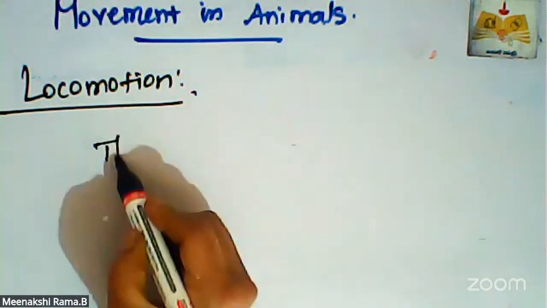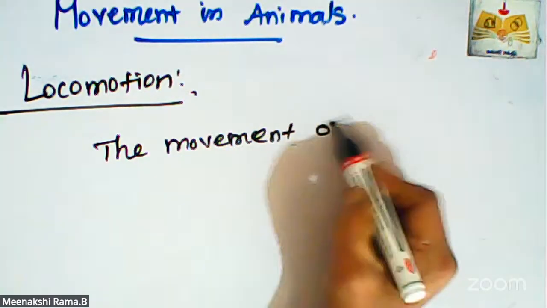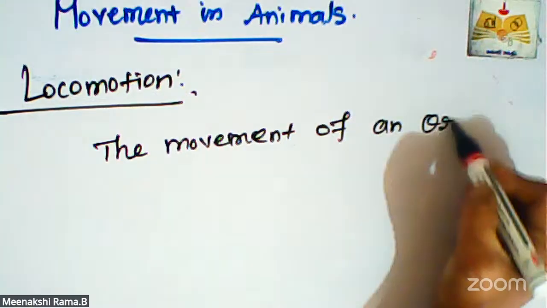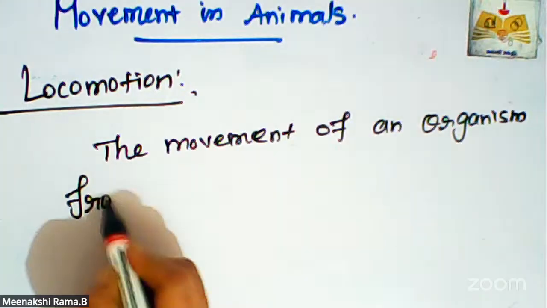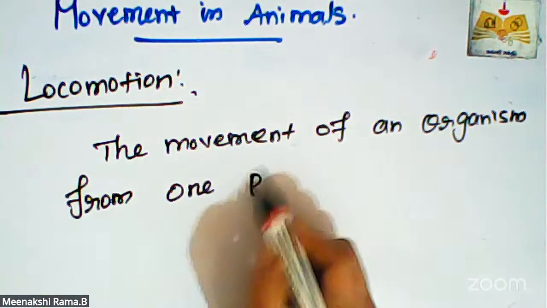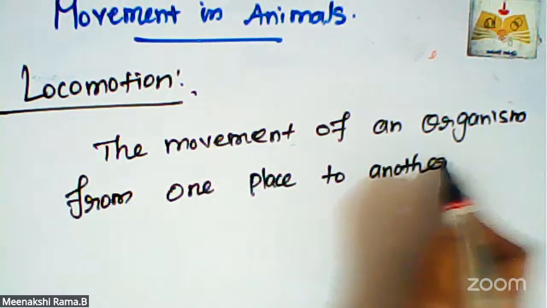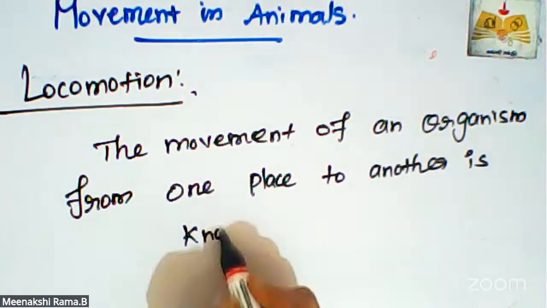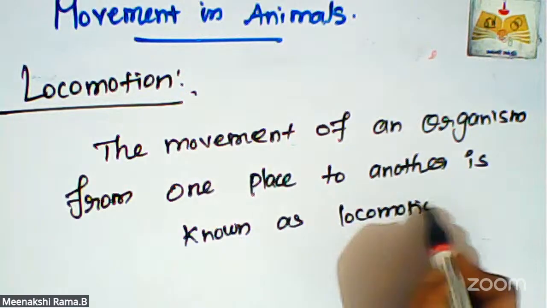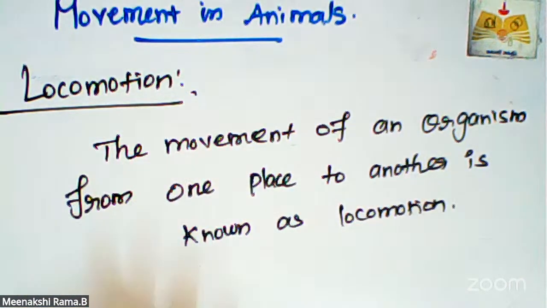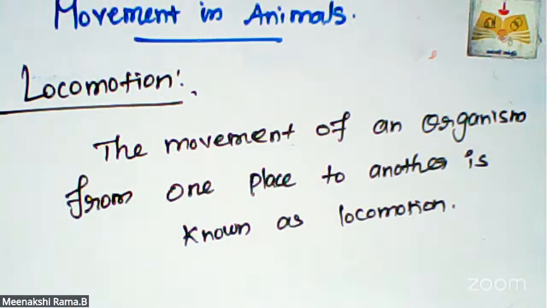Okay. The movement of an organism from one place to another is known as locomotion. So what does locomotion mean? The movement of an organism from one place to another is known as locomotion.